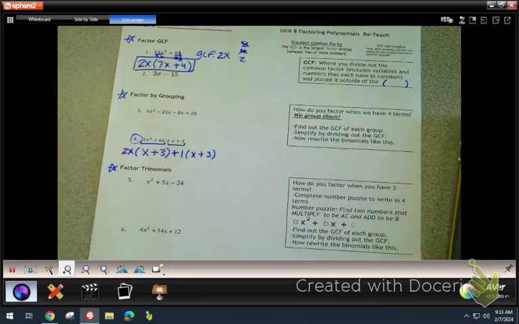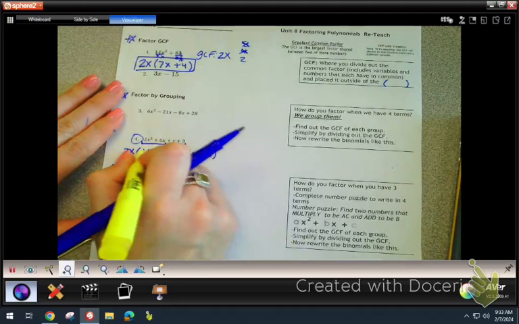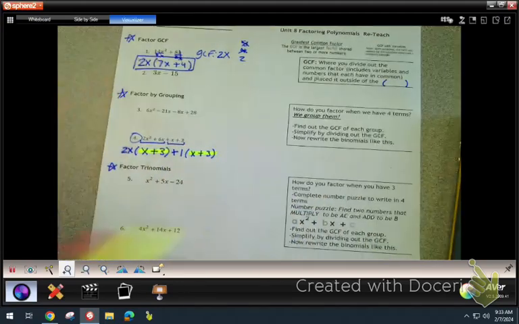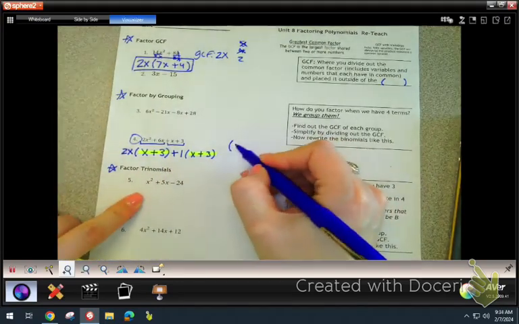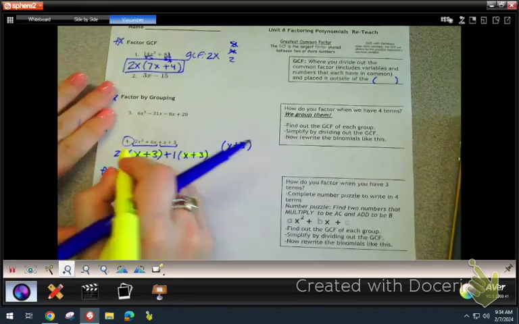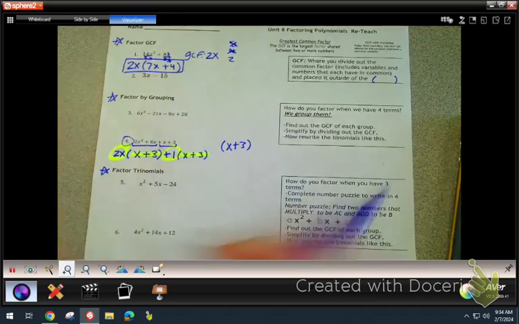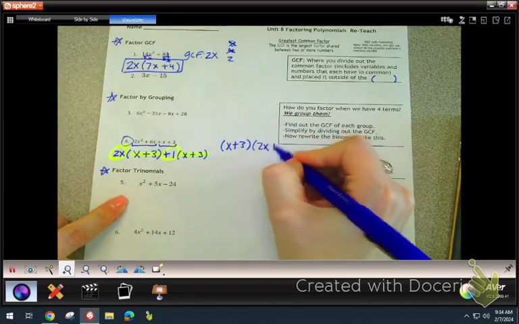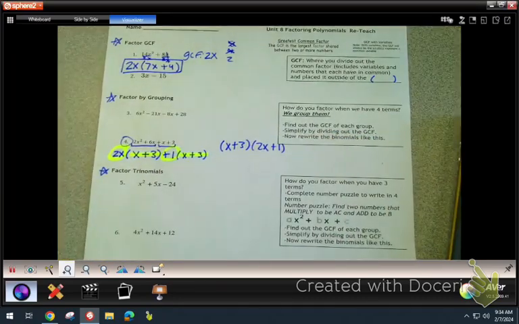Is this your answer? No. But how do you know it's right? Because they both match. So how many times are you going to write that? And then what's the other factor? 2x plus 1. Okay?